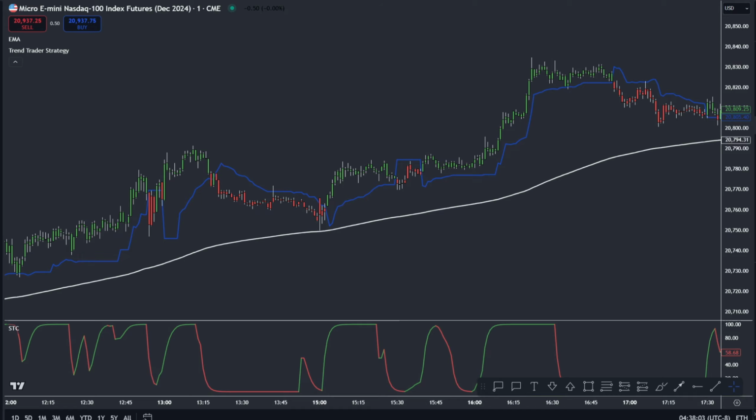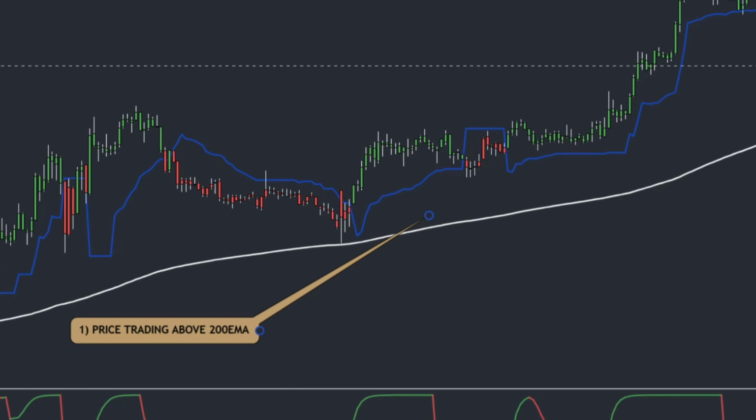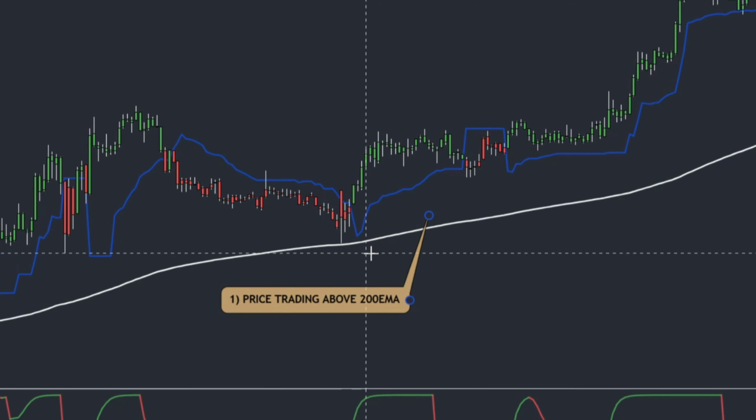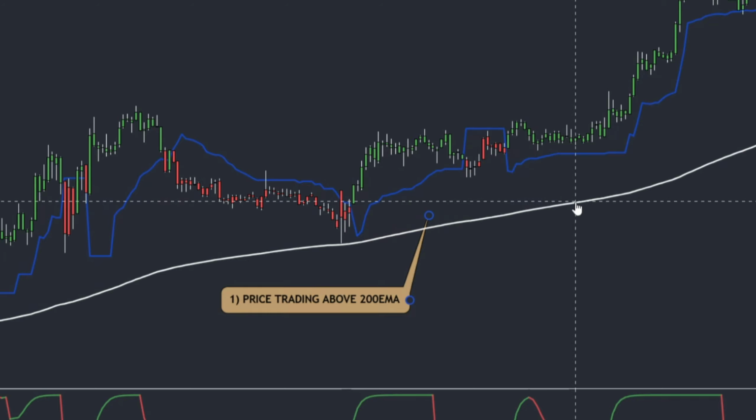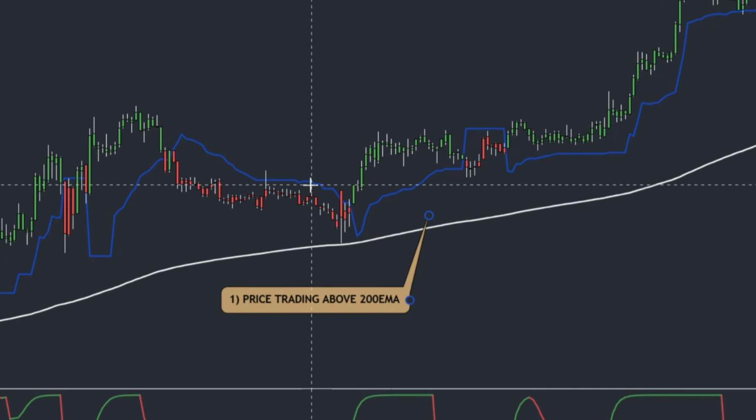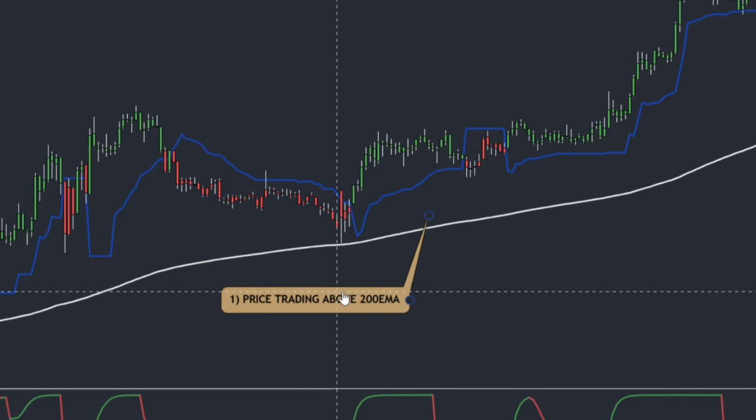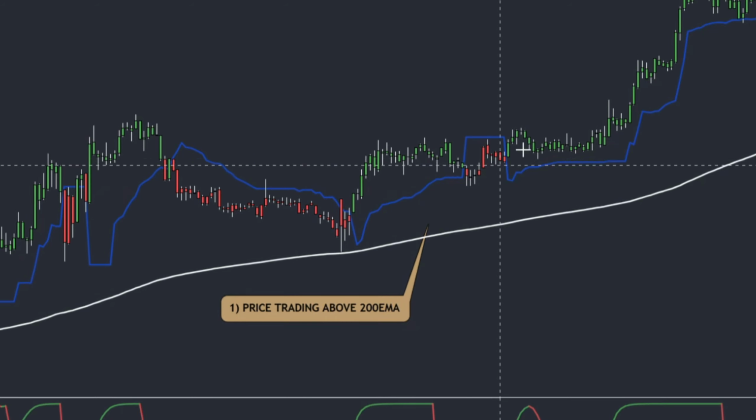So step one, when we're looking for a buy, the first thing we need to notice is price trading above the 200 EMA. If it's above the 200 EMA, we're looking for buys. If it's below it, we're looking for sells. Step one, price is trading above the 200 EMA, so clearly we're looking for buys.